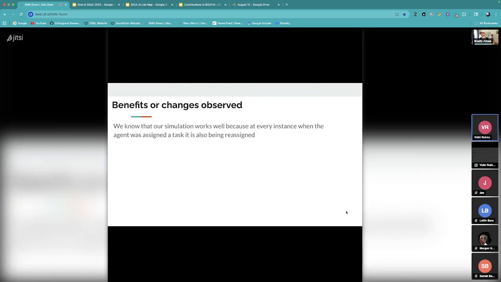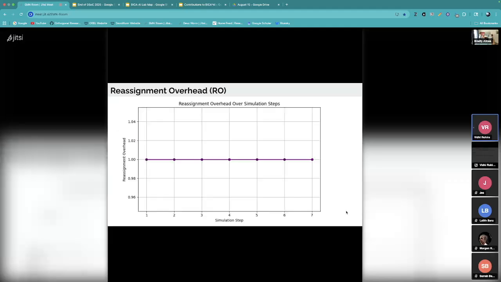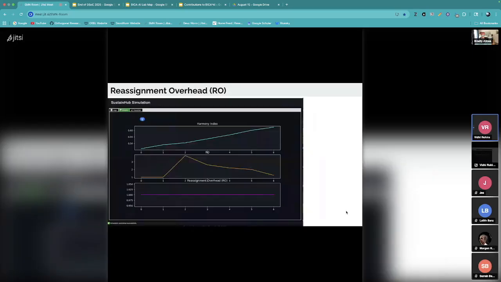So here, the benefit of the changes that we have observed is that we know our simulation works well because at every instance when an agent dropped a task it was given, the task was reassigned. That's why we get the value as 1 always, because there's no task which is not done. Somehow it's reassigned and the task is done.